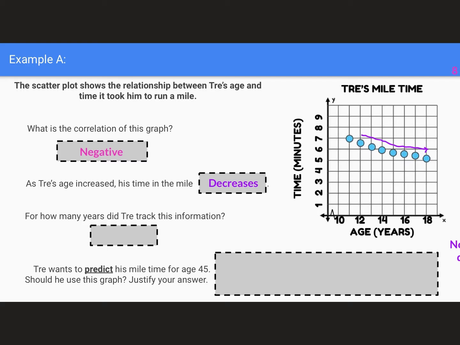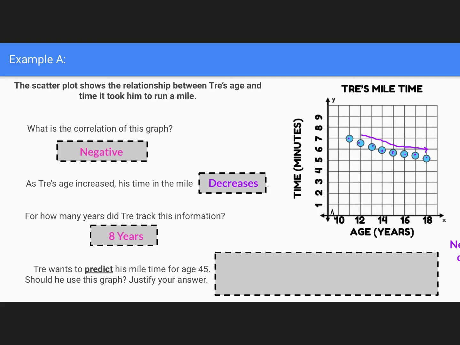How many years did Trey track this information? For that, all we have to do is count up the dots. So we've got 1, 2, 3, 4, 5, 6, 7, 8. So he tracked this information for 8 years. And then the last question is, Trey wants to predict. Now again, we talked about scatter plots being used in order to make predictions. Trey wants to predict his mile time for the age of 45. Should he use this graph?